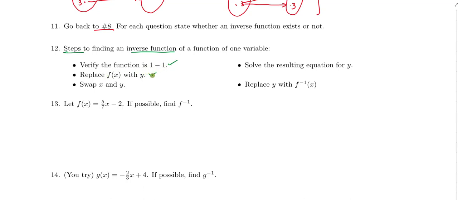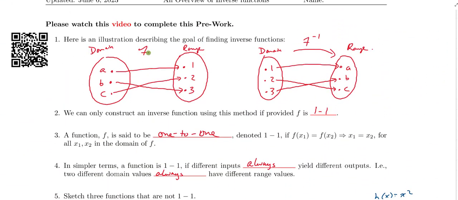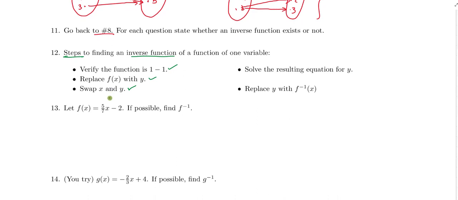Then this step is just notational, and then we're going to do this idea of swapping the x and y. That's related to this picture back here, where when we go to construct the inverse, we take the range of the original function and make it the domain. That's similar to this procedure of swapping the x and y, and then we solve the resulting equation for y, and then we call that f inverse. So let's go ahead and practice this here.